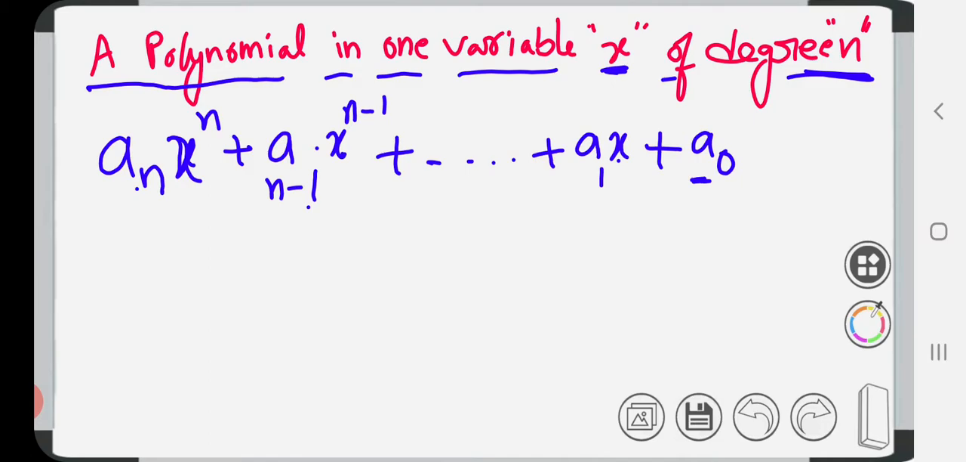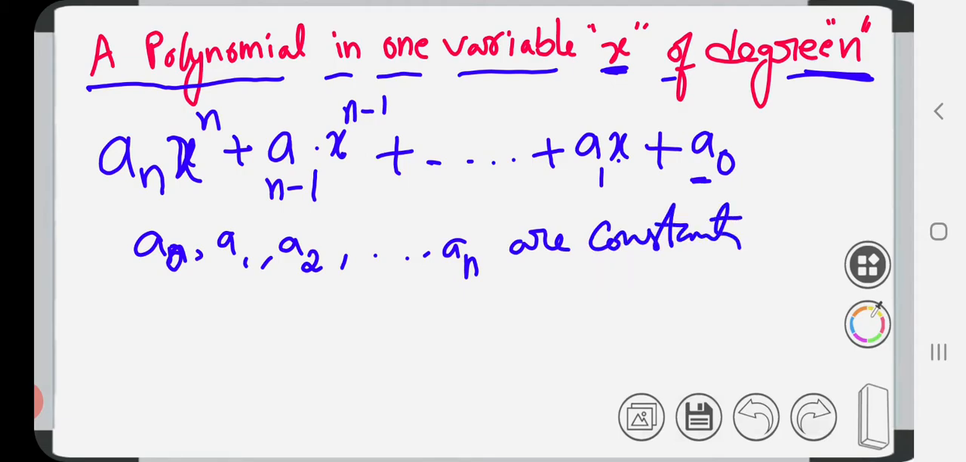And a_n, a_(n-1) and so on are called the coefficients of the corresponding x powers. That means a_n becomes the coefficient of x power n. a_(n-1) becomes the coefficient of x power n minus 1. a_1 becomes the coefficient of x and a_0 becomes the constant term. Now, here a_0, a_1, a_2, a_3 and so on up to a_n are all constants.